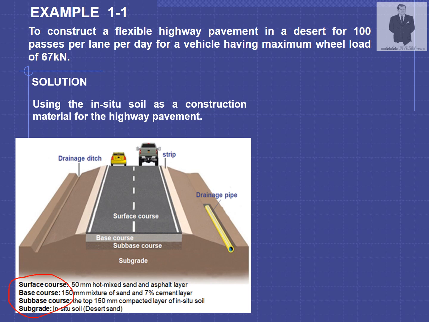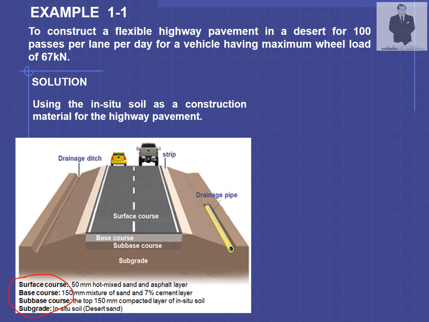And the base course was made by mixing sand and Portland cement. The mixture was brought to a proper moisture content and compacted with a suitable equipment, and the thickness of base course was 150 millimeter. Finally, the top layer, surface course, was made by mixing hot asphalt with sand, and the thickness was 50 millimeter.